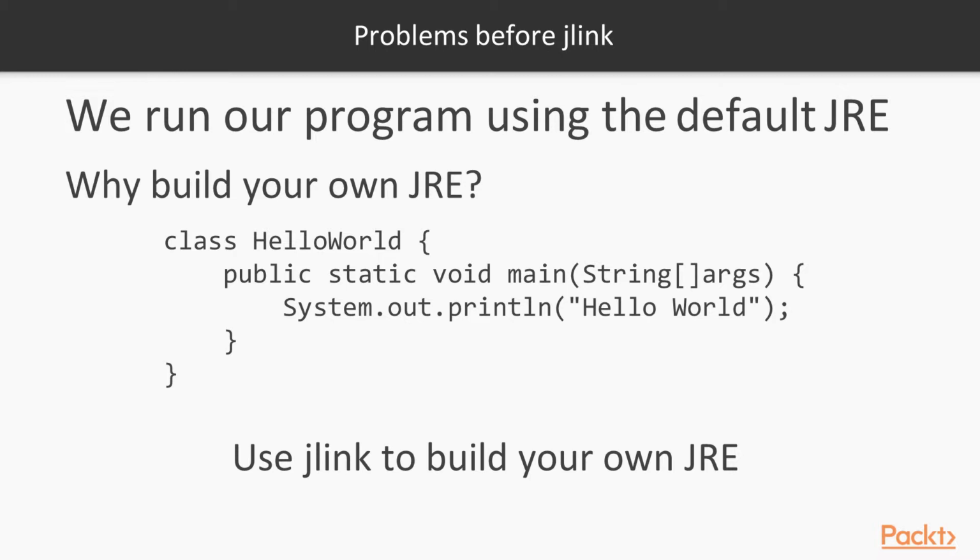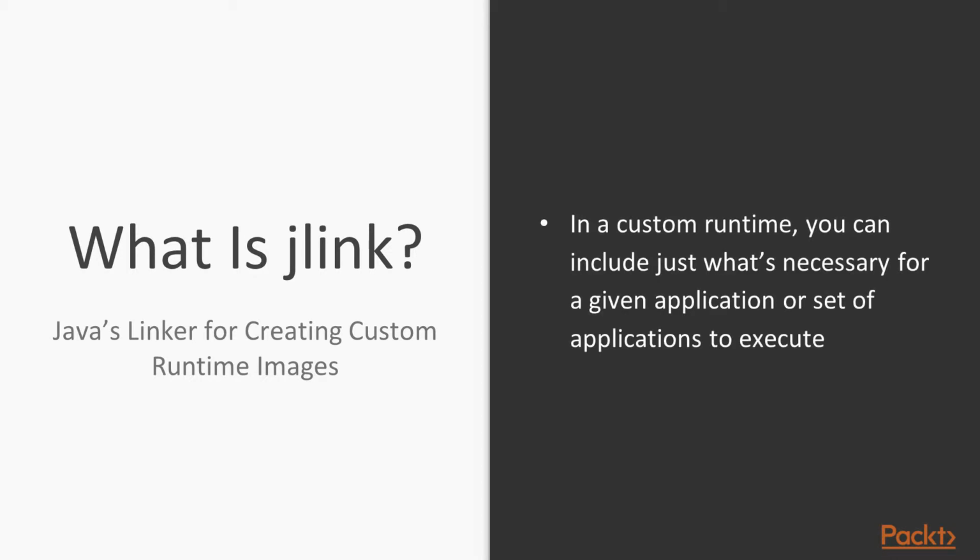Now, let's see first what the new jlink command is. As I have said before, it's a new tool in JDK 9, the jlink command, the Java linker for creating custom runtime images. In a custom runtime, you can include just what's necessary for a given application or set of applications to execute. For example, if you are creating a runtime for devices that do not support GUIs, you can create a runtime without the corresponding modules that support Swing or JavaFX.